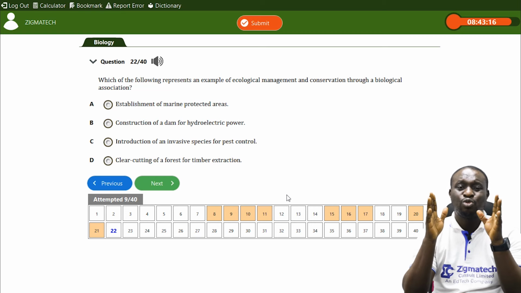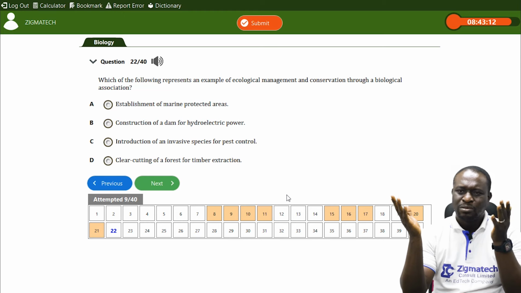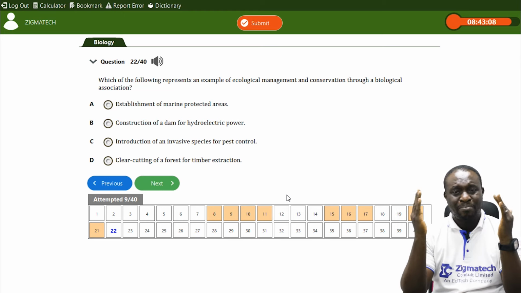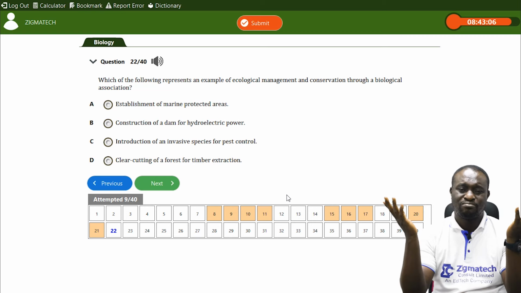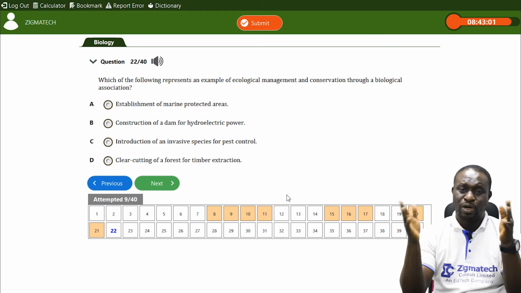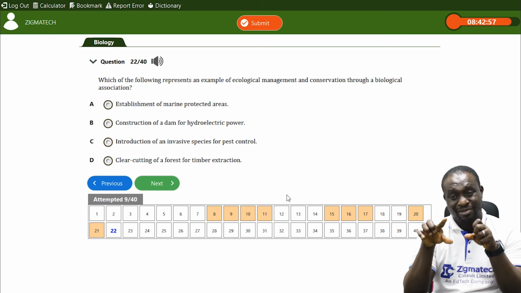Pest control is usually applied when you are looking at your farm, okay? Because these pests are natural existence. They are part of the natural ecosystem. So if you are getting rid of the natural ecosystem, you are not actually preserving it. It is not a method or strategy of preserving it.